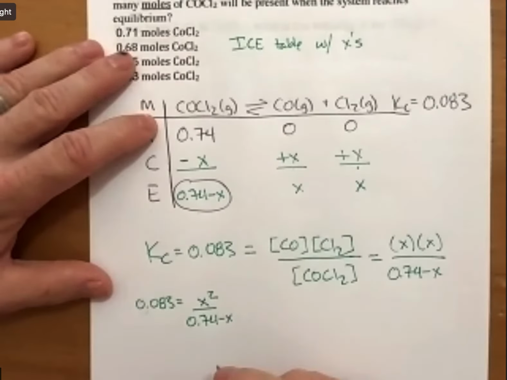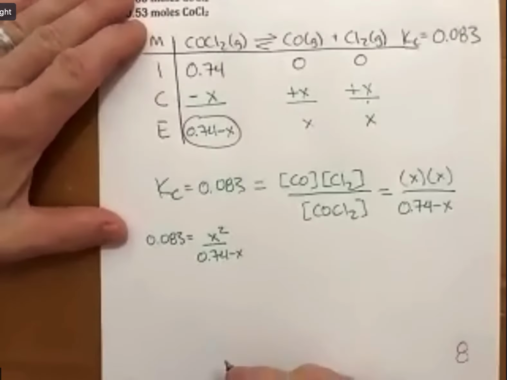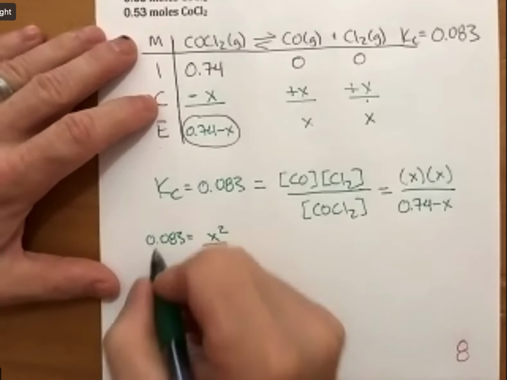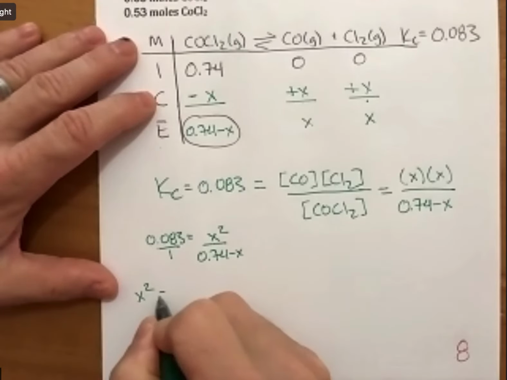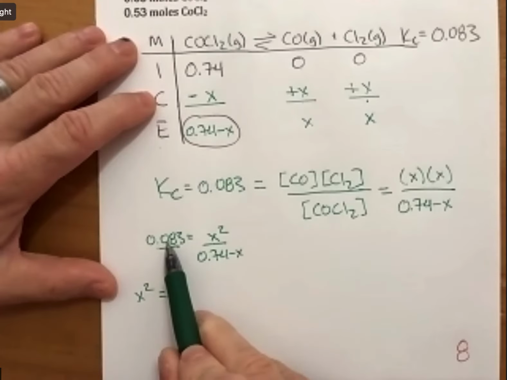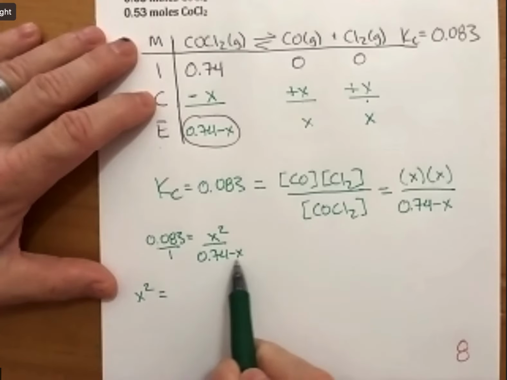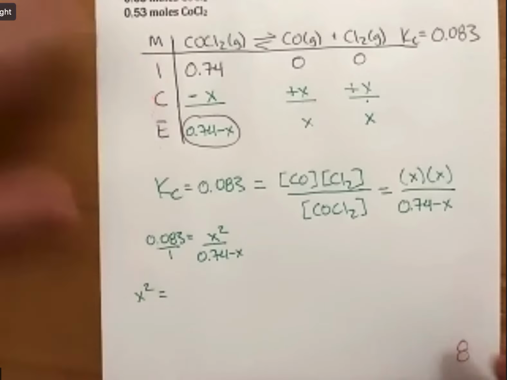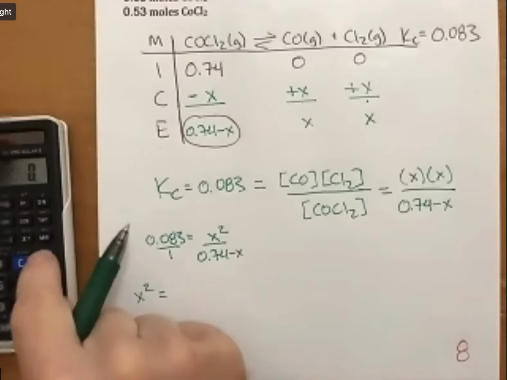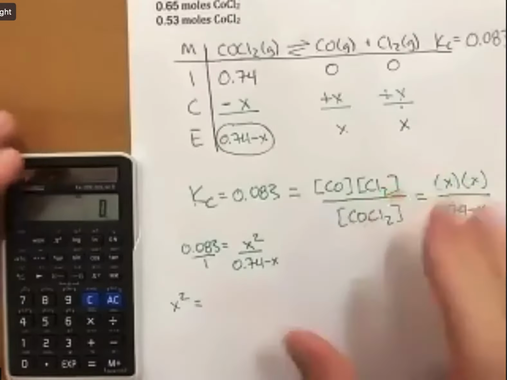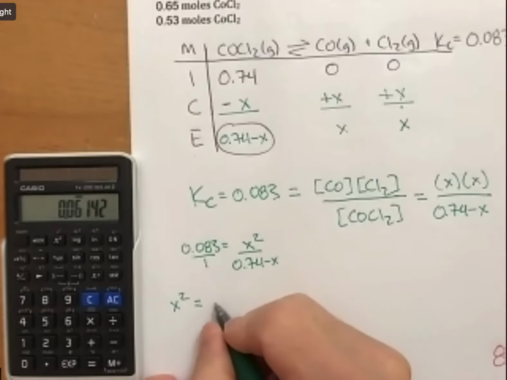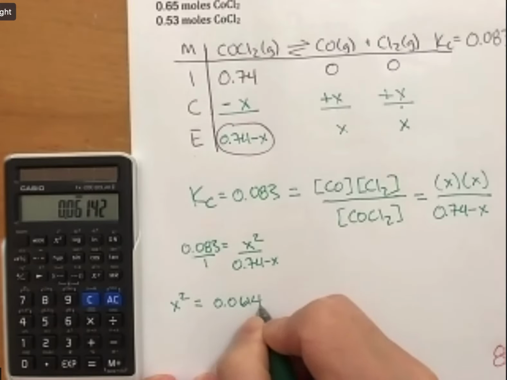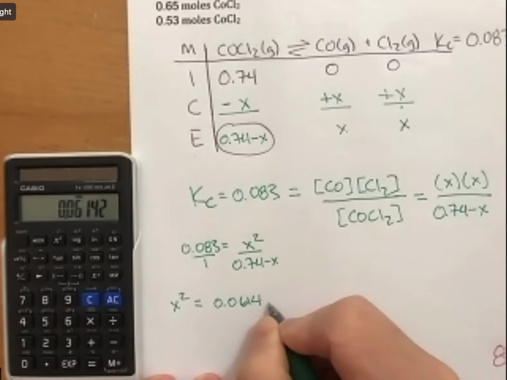With one equation and one unknown, now it's off to the Algebra Olympics. So I'm going to cross multiply to get my X squared on one side, and multiply my 0.083 times 0.74 minus X. I get 0.083 times 0.74 equals 0.0614 minus 0.083X.